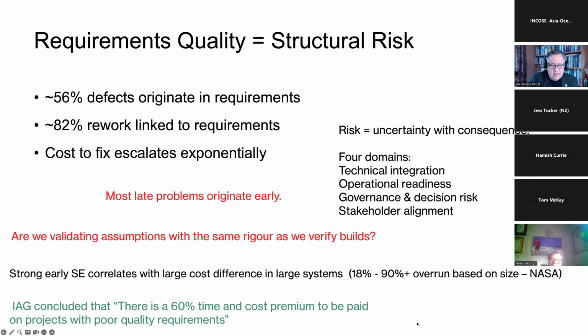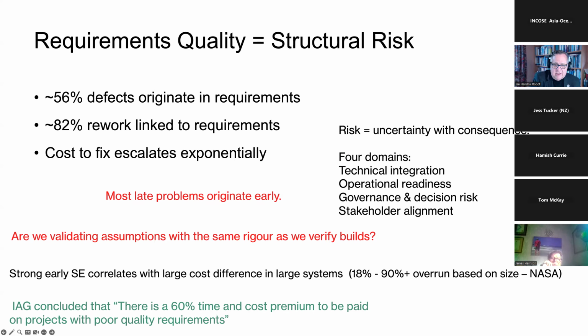I want to talk about this as well, where I say requirements quality is equal to structural risk. What I mean by that is that if we have poor quality, we will have high structural risk and vice versa. So if risk originates in the requirements, then early clarity is not paperwork, it is economics.